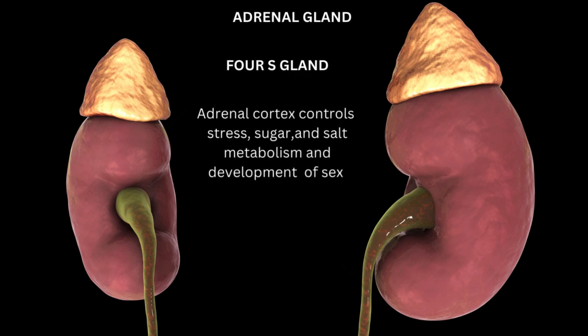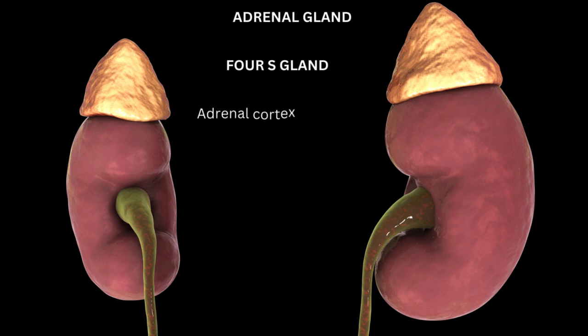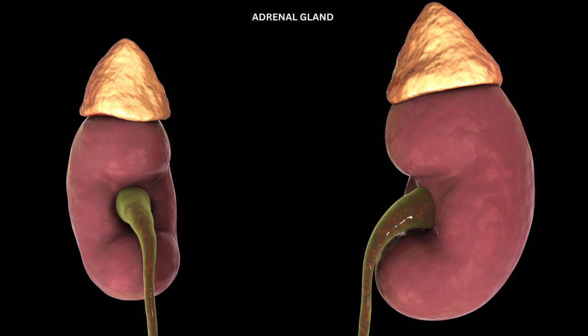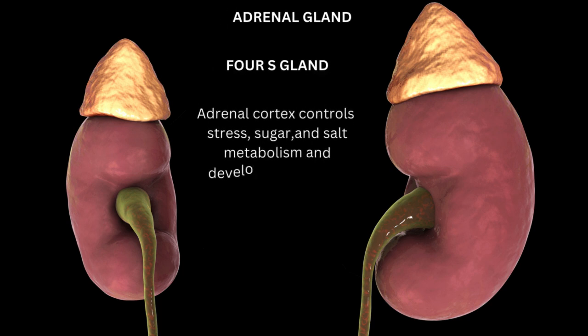The 4S gland, why is it called that? Because it maintains stress, sugar and salt metabolism, and the development of sex characteristics is also mainly due to the adrenal gland. So I hope I have covered the important topics of the adrenal gland in this class.